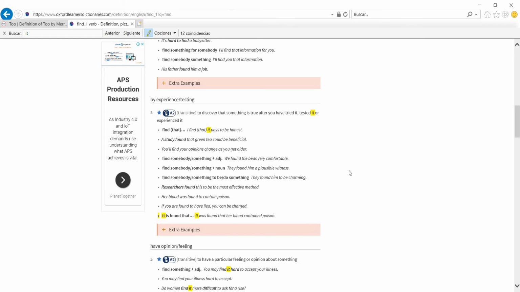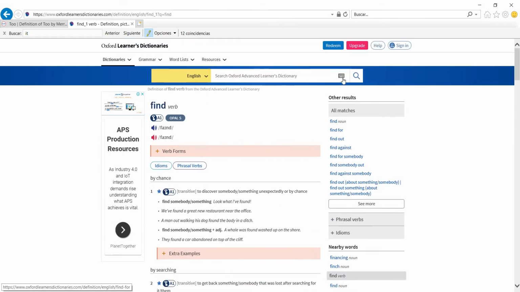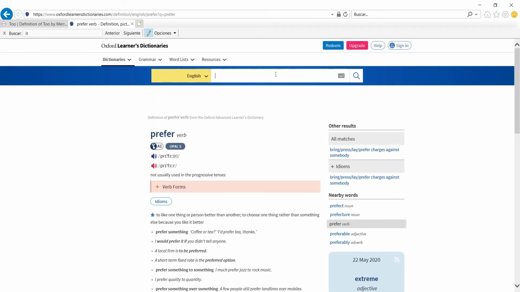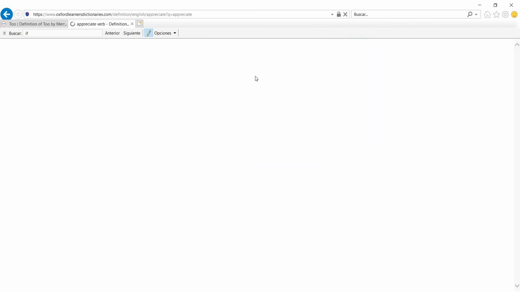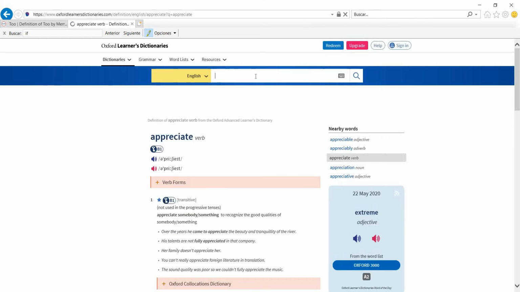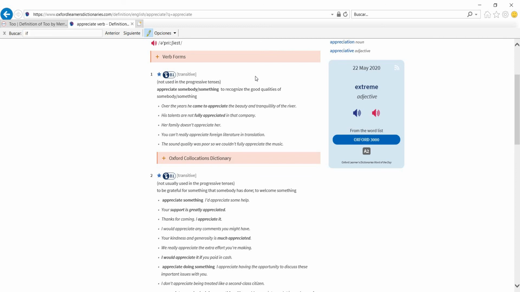But then, apart from the verb find, I wanted to discuss prefer in its very unusual pattern. I would prefer it if you didn't tell anyone, right? And remember, the other verb that has the same pattern is appreciate. I would appreciate it if you paid in cash. PAID, by the way.